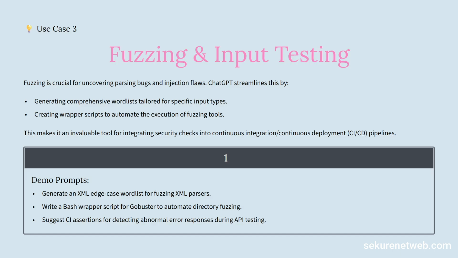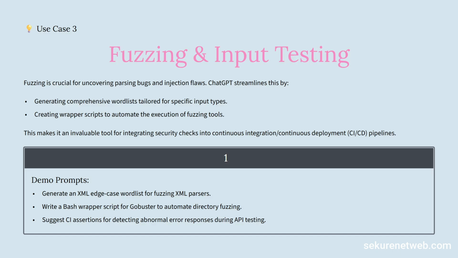We can generate a wide range of inputs to stress test web applications and services, ensuring that they can handle unexpected or malicious data inputs. Some of the ways are like generating comprehensive word lists tailored for specific input types, or creating wrapper scripts to automate the execution of fuzzing tools.